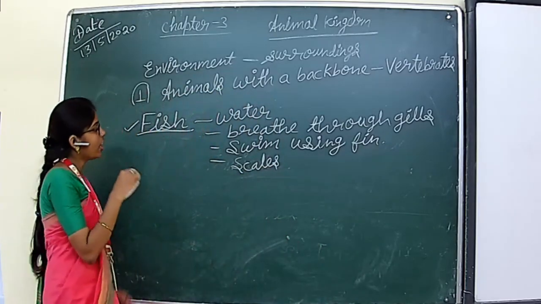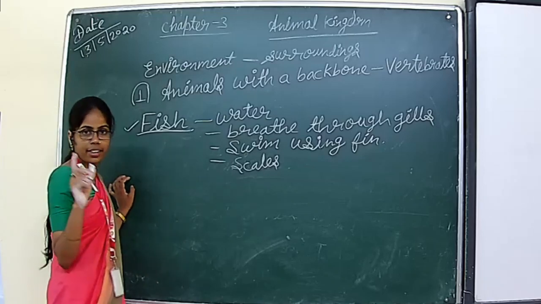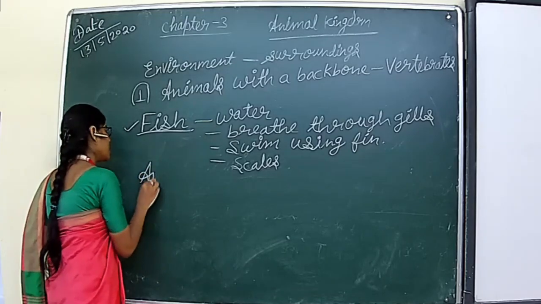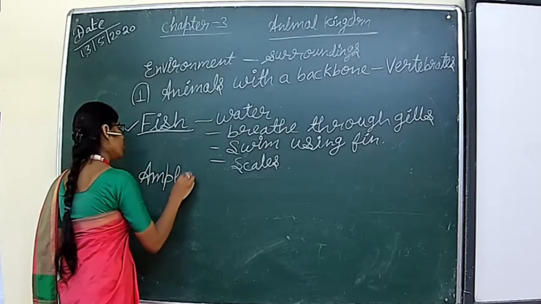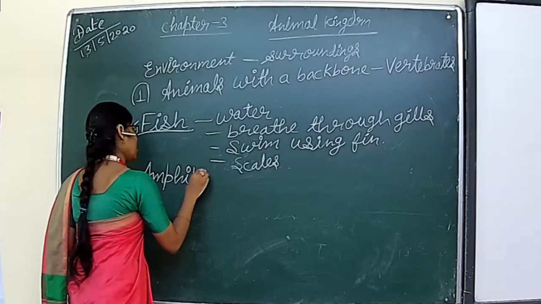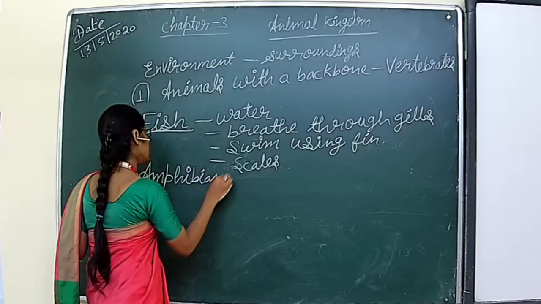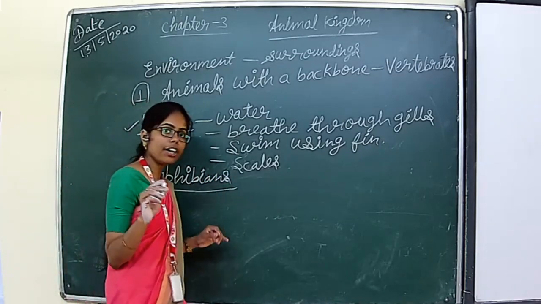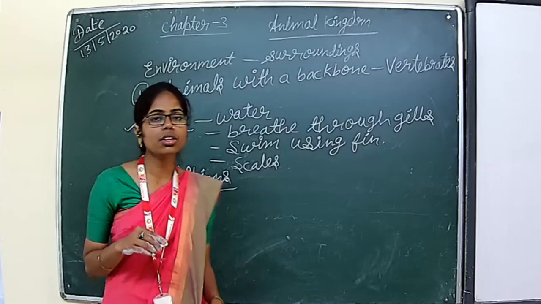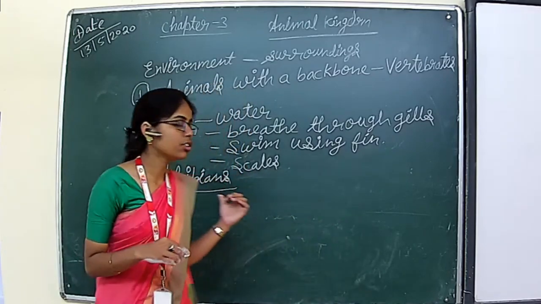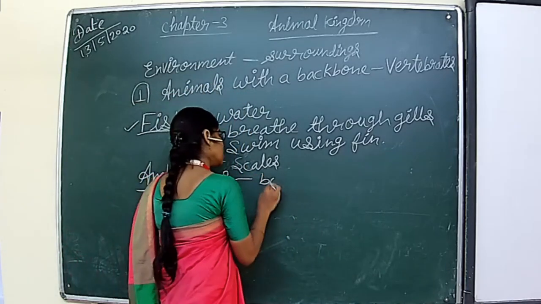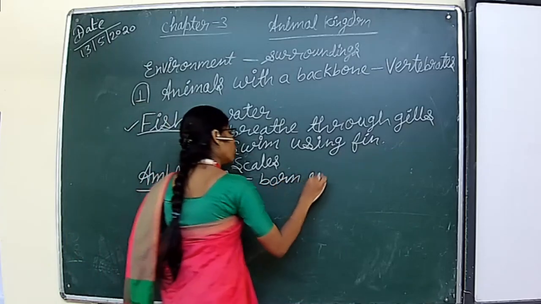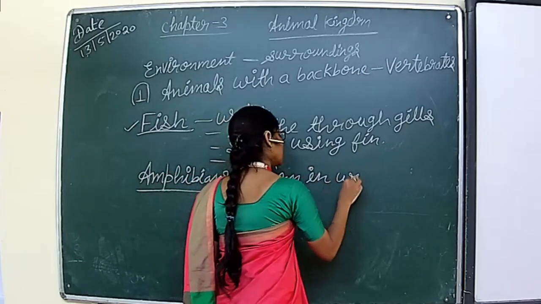Now the second categorization, amphibians. Amphibians are the animals which can live on land also and water also. They are born in water. Where are they born? They are born in water.